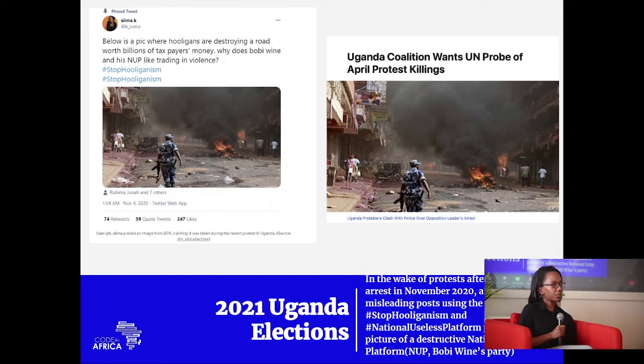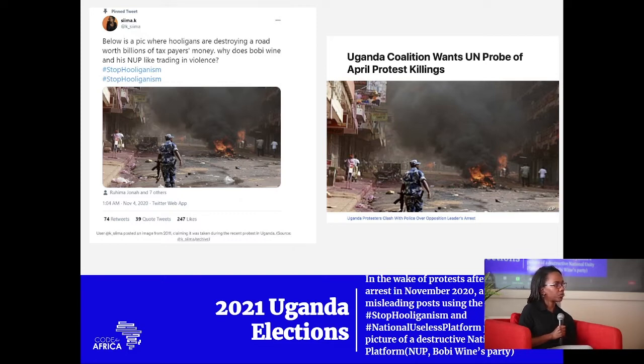So while there were protests following his arrest, the people behind this campaign were taking advantage of the protests to amplify this disinformation and misinformation using old images from past protests. So for example, here's a tweet from November 2020. It says, below is a picture where hooligans are destroying a road with billions of taxpayers' money, and why does Bobby Wine and his NUP like trading in violence? Stop hooliganism. And then there's a photo of the burning road. But actually, this was a photo from very many years back that was being repurposed into this campaign.